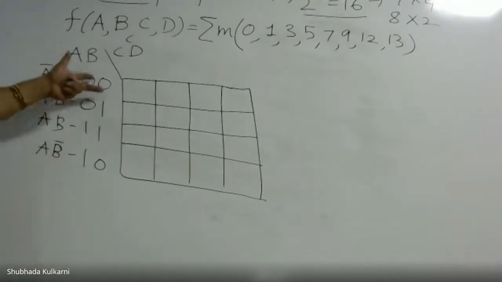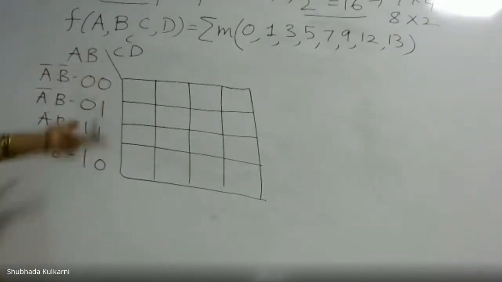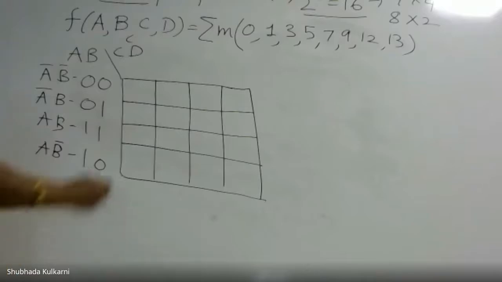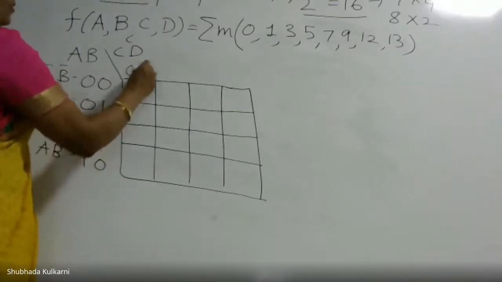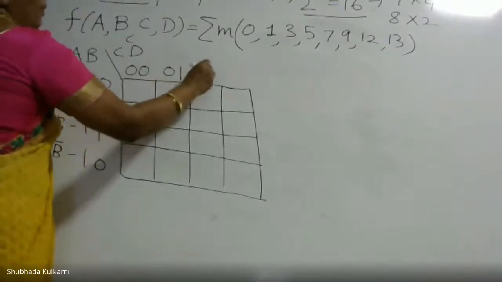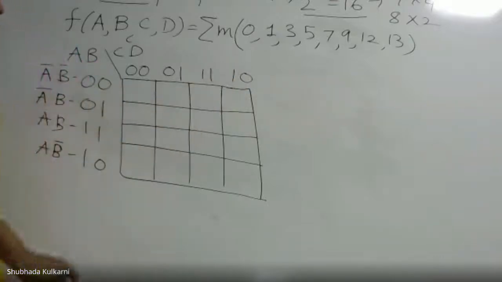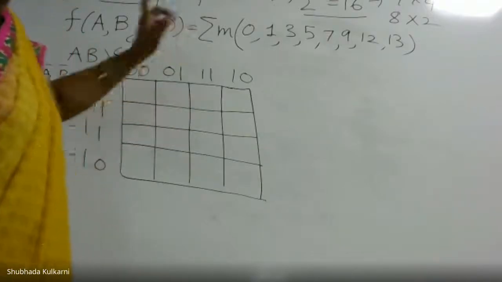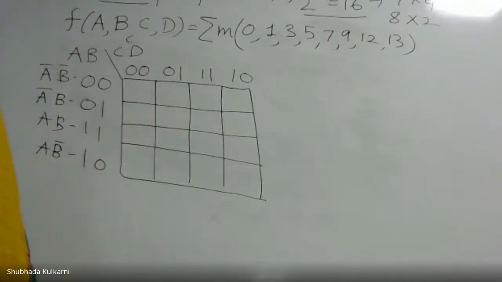Some books prefer binary, but I think binary notation will be easier. Same thing for CD: 0 0, 0 1, 1 1, 1 0. One thumb rule: when the binary values are written from one column to another, only one variable should change. I'll continue, I just finished.